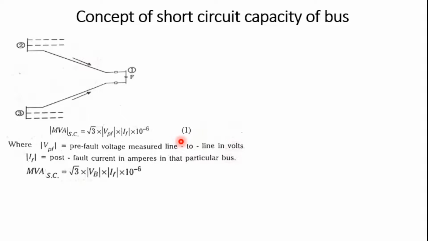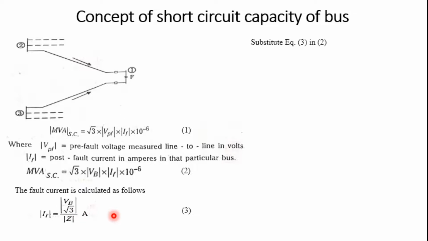Considering the normal system voltage as the base value, we redraw it: MVA short circuit becomes root 3 times VB into IF into 10 to the power minus 6. Call this equation 2. We also know that the fault current is calculated as IF is equal to V by Z. Since this is a three phase system, it is VB divided by root 3 times Z, in amperes. Call this equation 3.